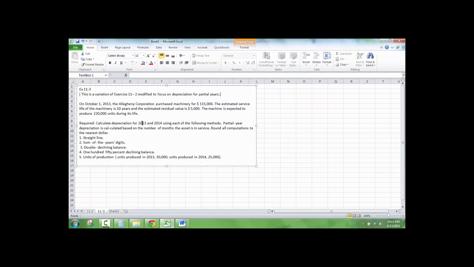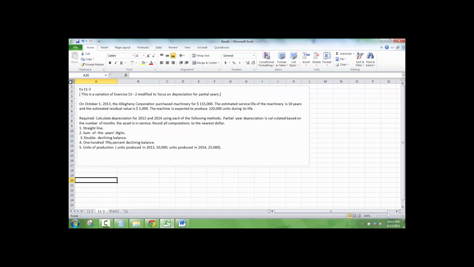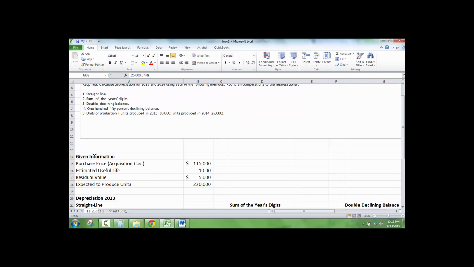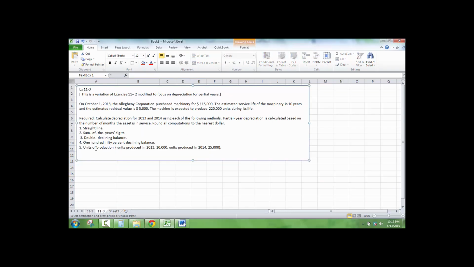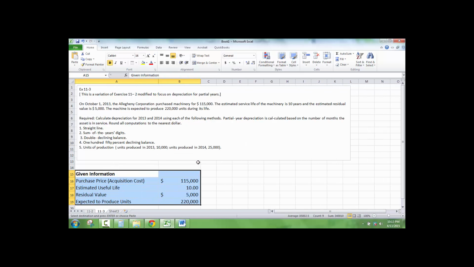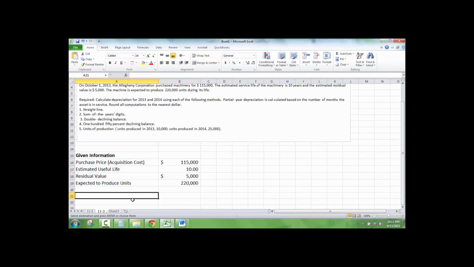Now we're going to move on and talk about a variation that focuses on part year. So similar example, but now it's October 1st. Same information, but now we're going to do part year. So all of this is the same, so I'm just going to copy to save myself some typing time. Okay. Part year depreciation. Okay.